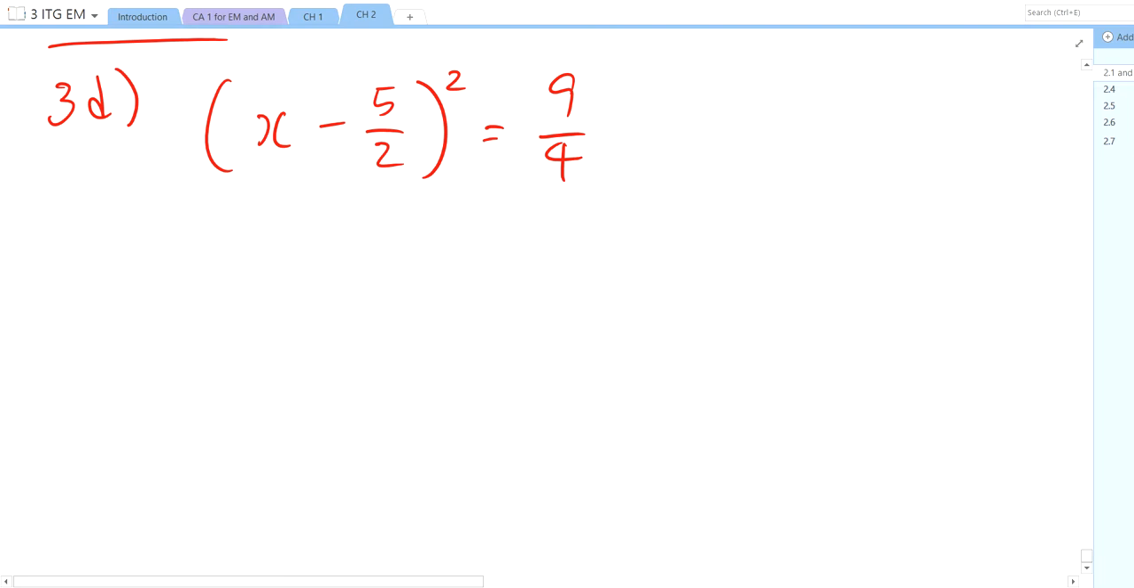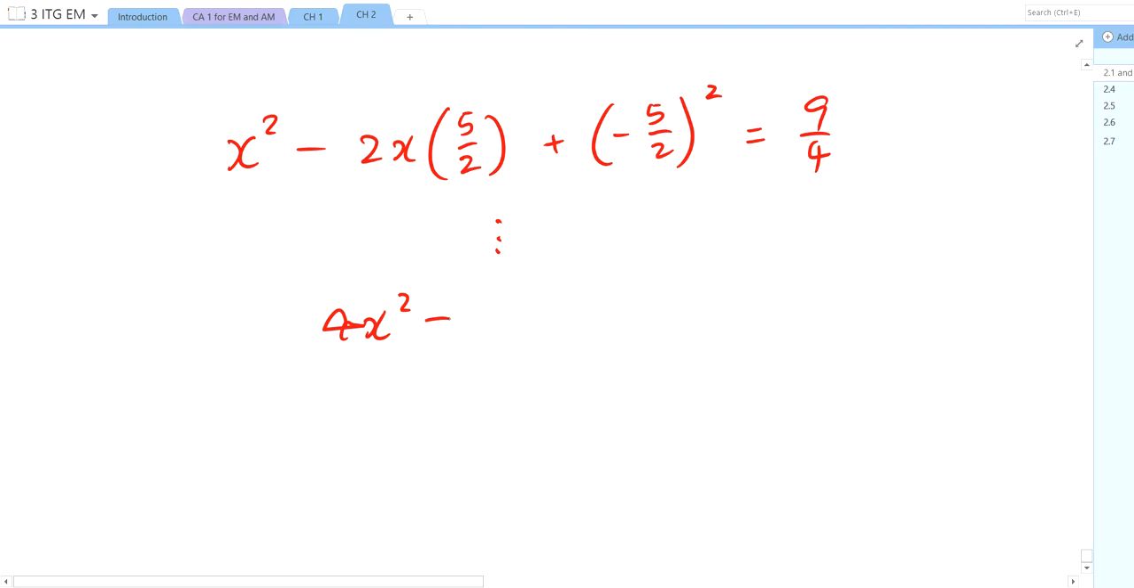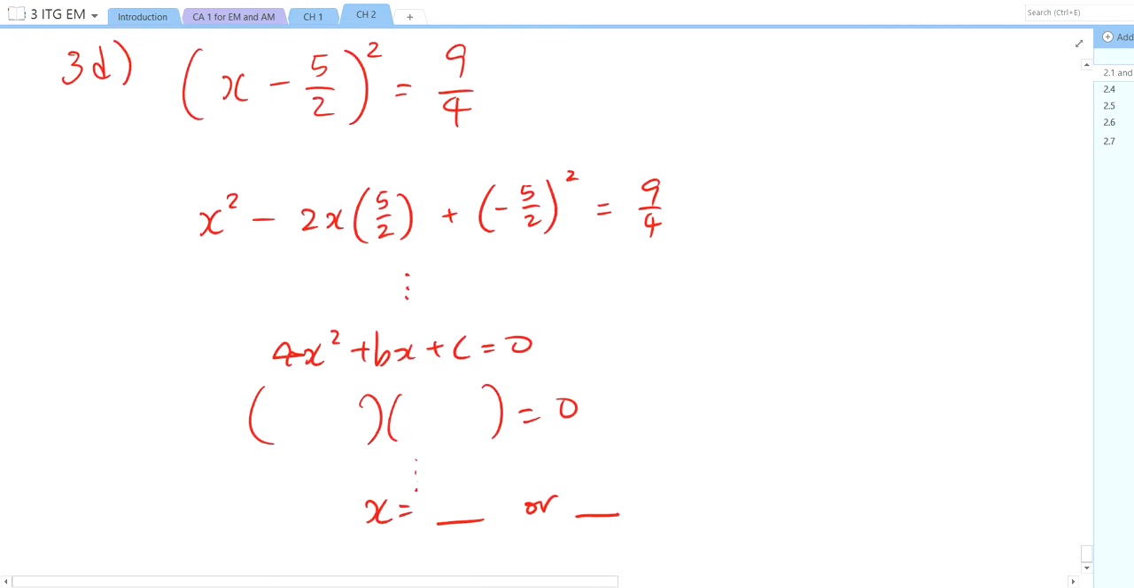Next one, 3D. After doing a series of quadratic equations where you had to expand, factorize, solve, I saw that many of you actually did expand this. Also, you gave me x squared minus 2x times 5 over 2 plus negative 5 over 2 squared equals 9 over 4. And then you rearranged so that you get ax squared plus bx plus c equals 0, factorized, equals 0, and you get x equals something or something. Okay? So, this approach is okay.